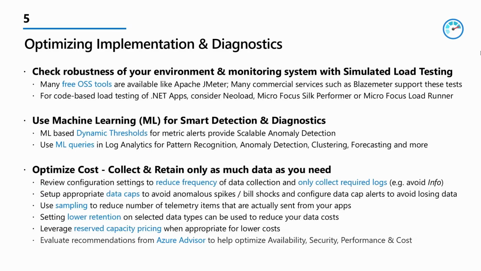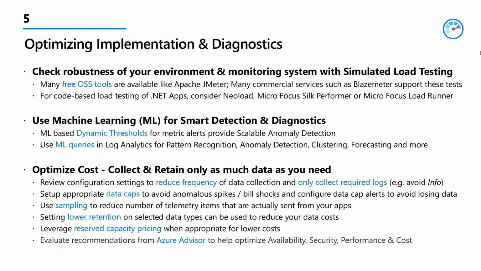The other important area here, which many of you might have a question about, is how do you optimize your cost? How do you only collect and retain as much data as you need? This becomes more and more important as you grow your monitoring footprint. Now, one important point to always keep in the back of your mind is only collect required information or required logs, and only collect it at the frequency that you are interested to consume it in. It's not useful to collect everything and retain it for all the time if you're never going to use it. You can also set up appropriate data caps to avoid any bill shocks or data anomaly spikes.